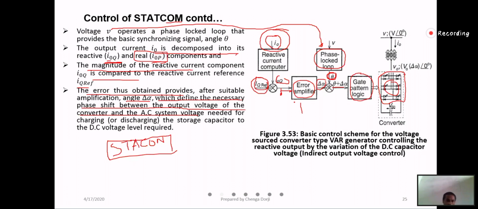This error amplifier is nothing but, again, a PI or PID controller. It will do the amplification part, and the output of this PI controller will be del alpha, the change in firing angle. This firing angle is then added with the output of the phase lock loop, PLL, and it is given to the gate signal, the gate pattern.